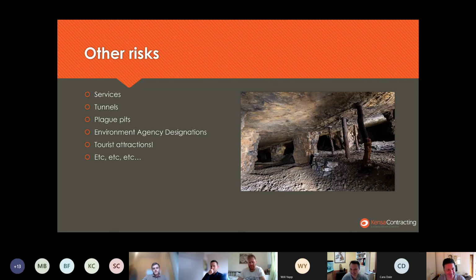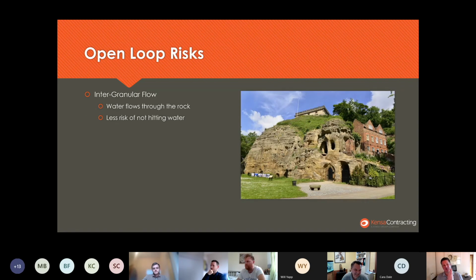Okay, no bother. Right, so the second part of what we're going to talk about is open loop risks. This is slightly different. This is not what can go wrong while you're drilling. It's more when we're going into a project using water wells, what have we got to be aware of? And one of the first things we need to be aware of is the nature of the aquifer that we are involved in. So the first one is intergranular flow.